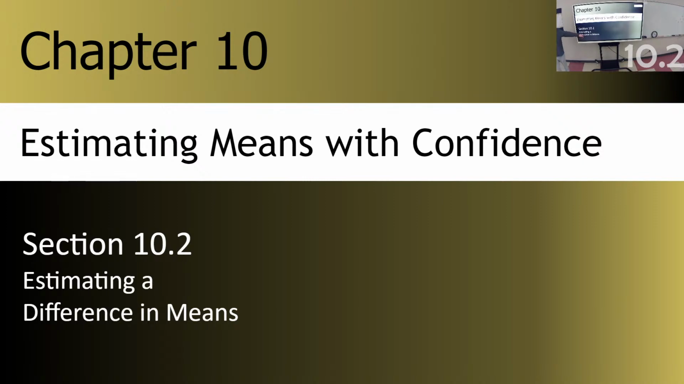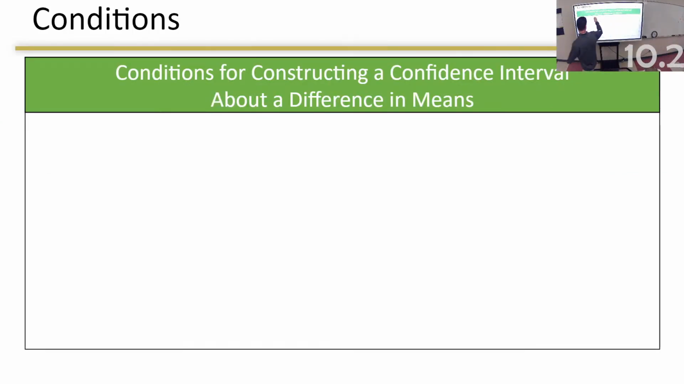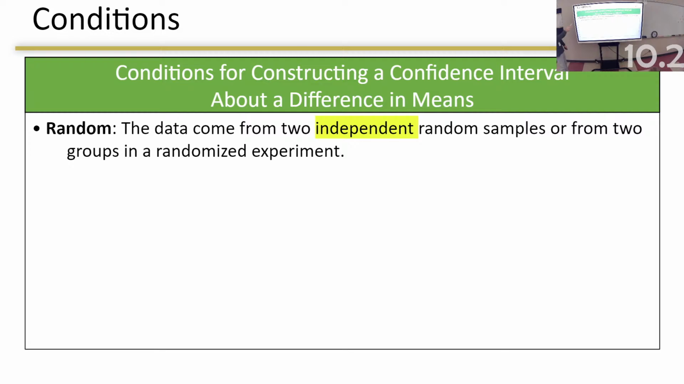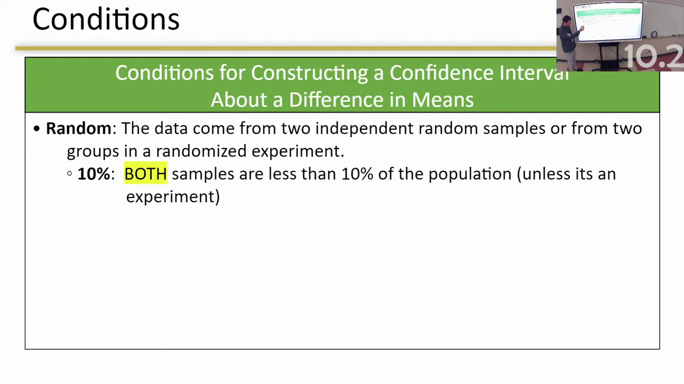Estimating a difference in means. So really we're combining 9.8, 9.8.2, and 9.1. We're kind of combining them together with a slight curveball. Conditions. I'll just throw you right into the conditions, right? You're going to have 2 samples. So 2 independent random samples, and both need to be less than 10% of the population.